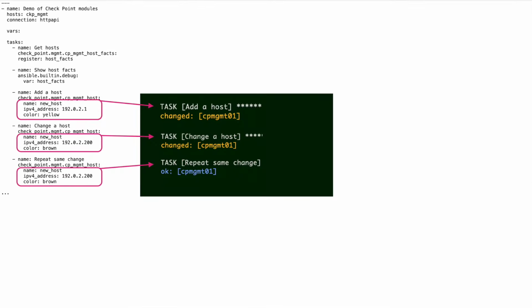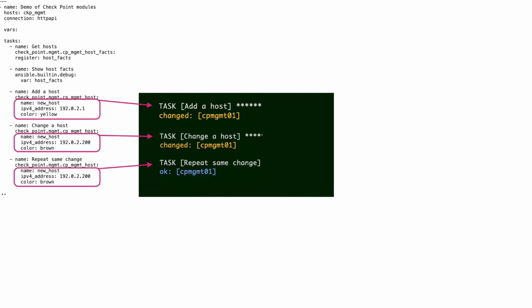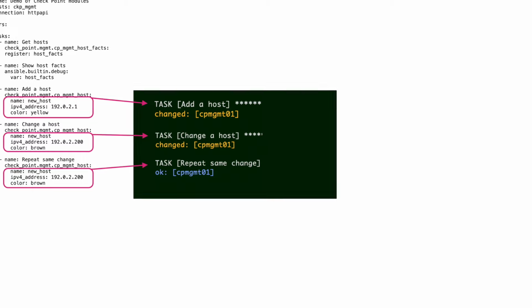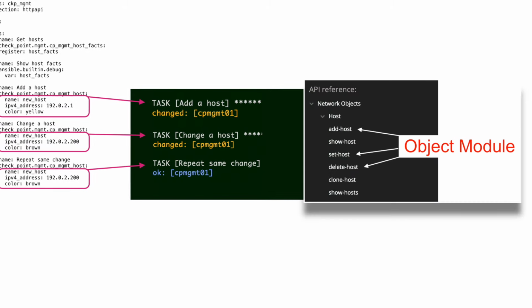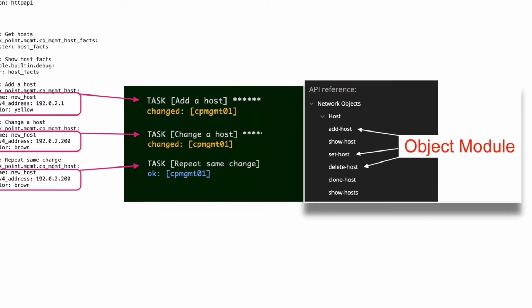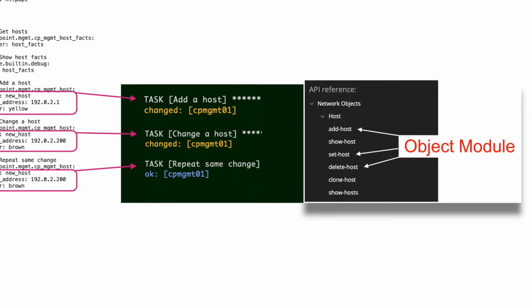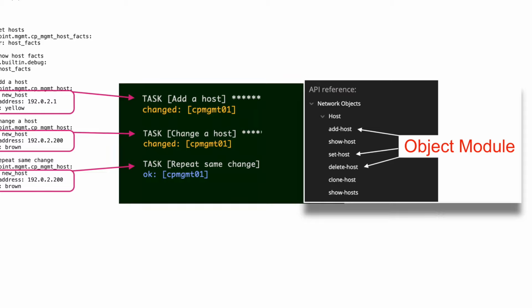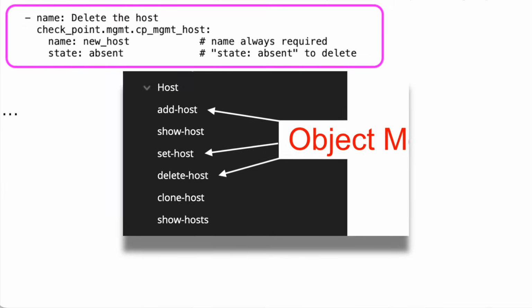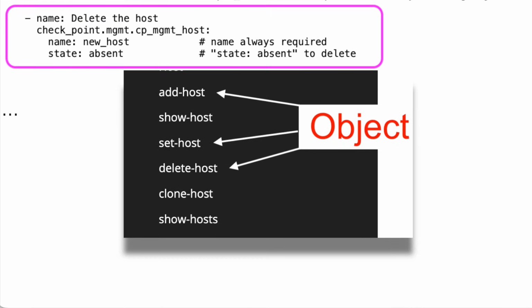Each module is atomic. The module does the hard work for you to figure out if the object exists or not. You don't have to worry about those specific details. If the object exists, the module will know to use the set API. If the object doesn't exist, the module knows to use the add API. With state absent, the module will know if the object exists to be deleted.